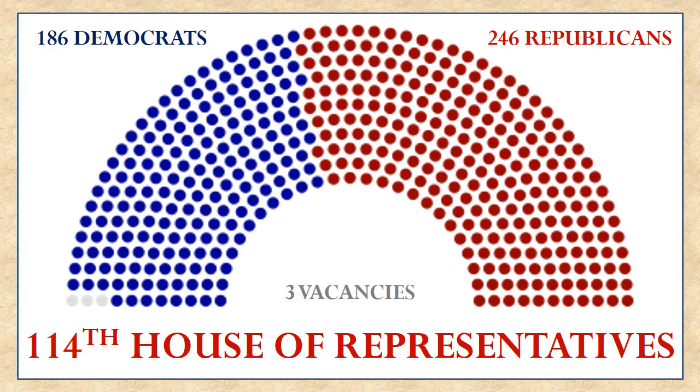This slide shows the distribution of seats in the current House of Representatives. You'll see that of the 435 members of the House, 3 seats are currently vacant. Democrats occupy 186 of the seats, and Republicans 246. This means that the Republicans have a clear majority.